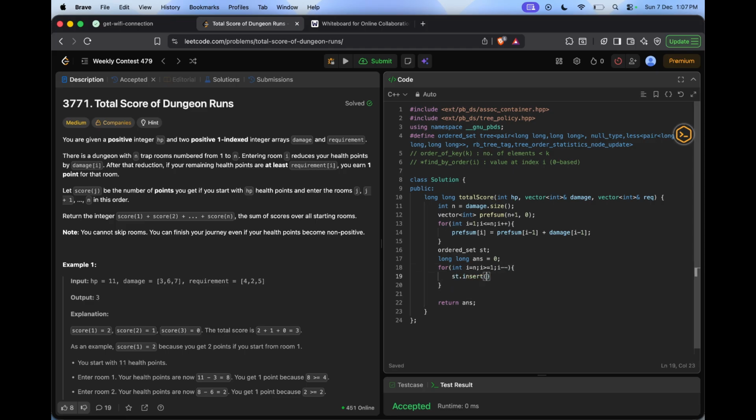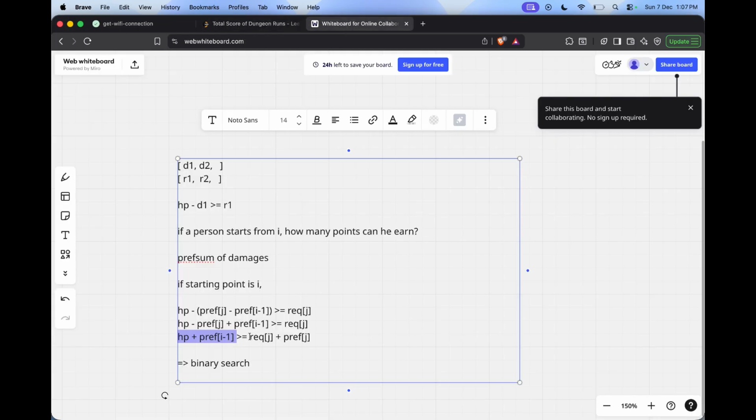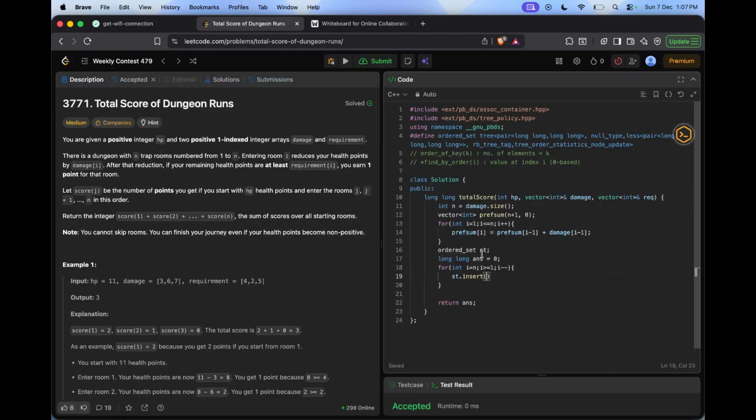Insert this particular term. What do we want? We want all the requirement at j. So insert this term. Prefix is one-based indexing, so prefix sum at I plus requirement, which is zero-based, so requirement at I minus 1. And just insert the index so that cases with duplicate elements are not unified.